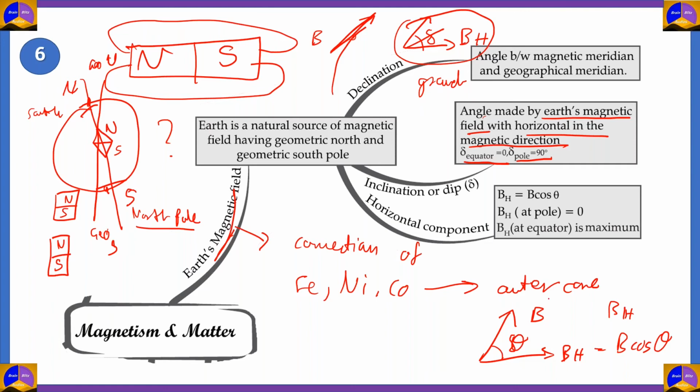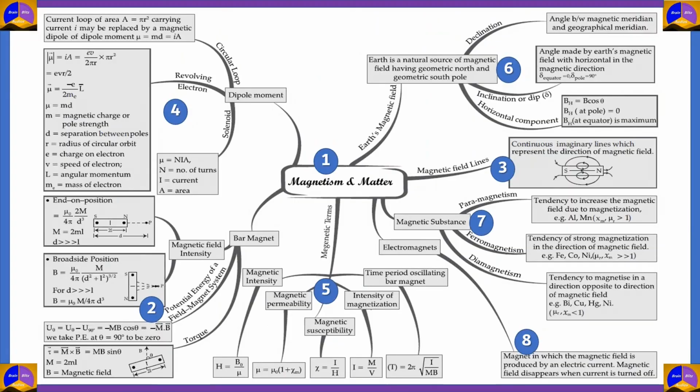Again, you use the trigonometric ratios here. So say this is the hypotenuse and this is the adjacent side. Then we can find the length of the adjacent side as cos theta times the hypotenuse. So BH will be equal to B cos theta. Now at the poles, theta is equal to 90 degrees, so therefore BH is 0. And at the equator, BH is equal to the magnetic field of the Earth, which is B. So that is how you measure the Earth's magnetic field.